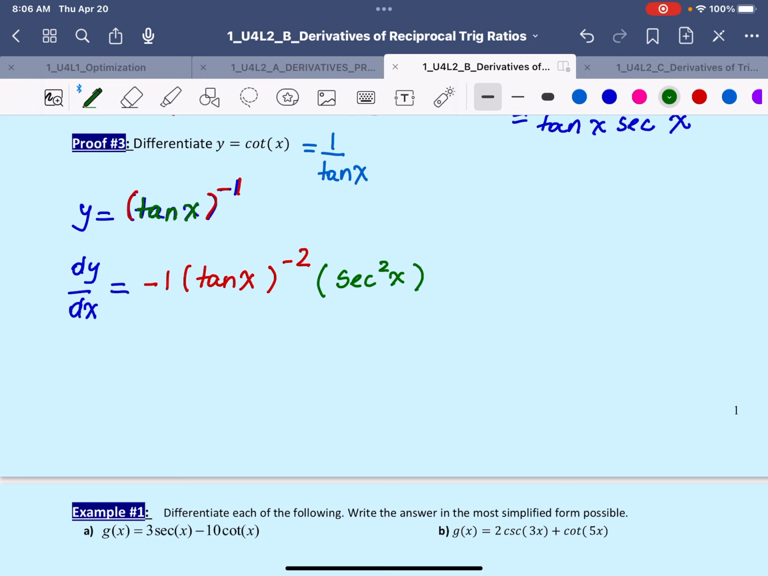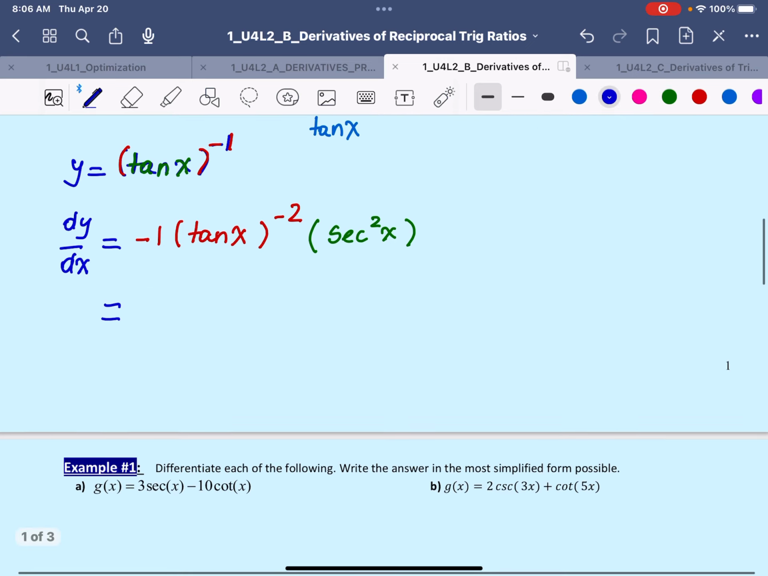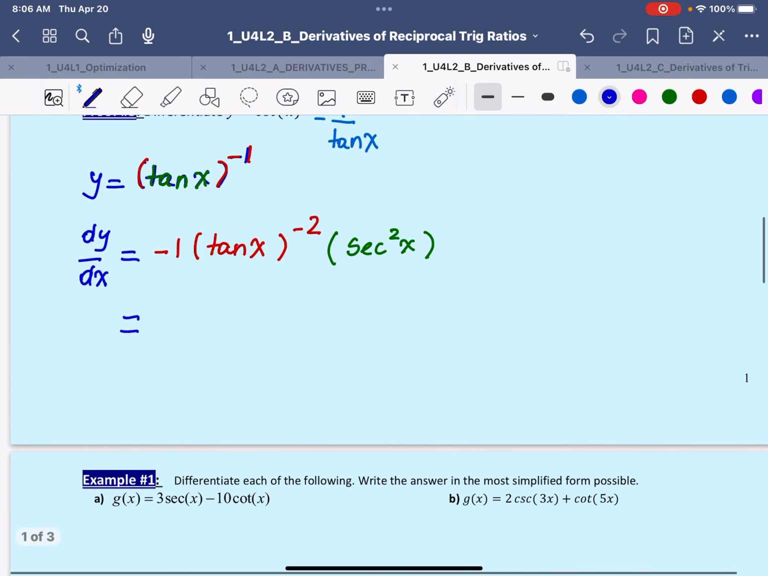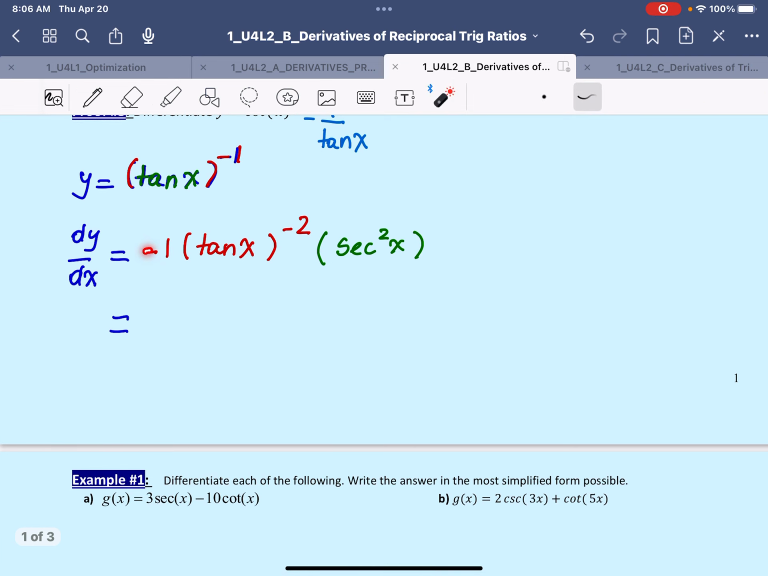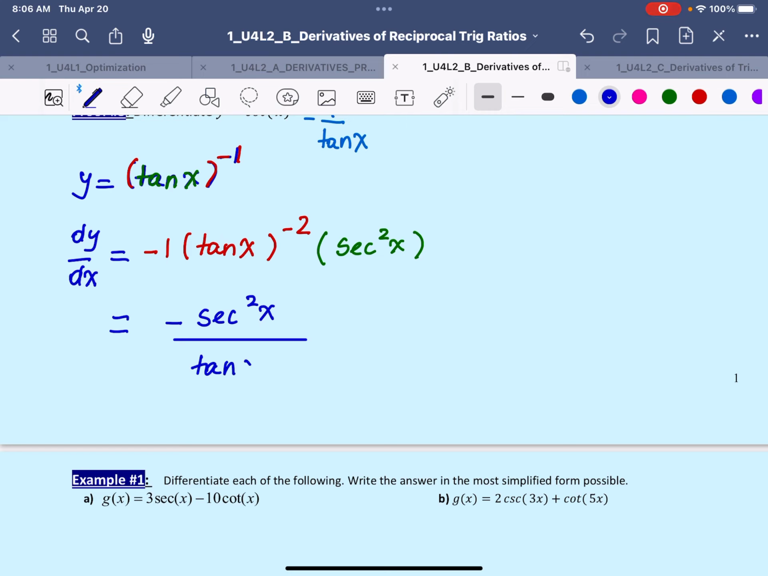And now we're going to try to simplify as much as possible. Let's see what can be done here. So as you can see, we have a negative coefficient. We have secant squared, power is positive, so they will stay on top. So negative secant squared x. In the denominator, we'll have the tan x to the power of 2.